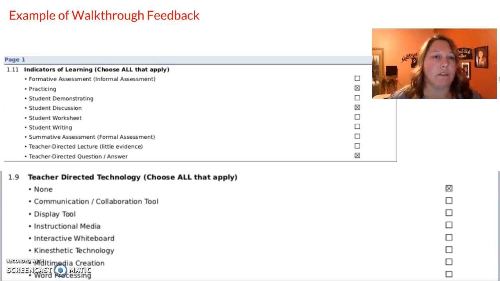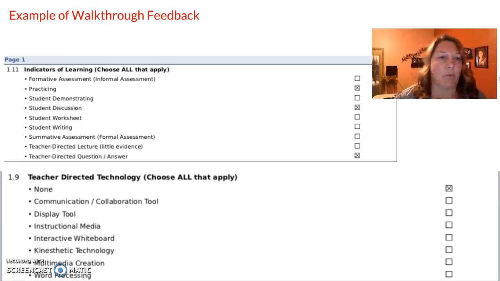My principal on 1.11 saw that I was using practicing as a form of learning, an indicator of learning. I was using student discussion, and I was using student-directed question and answer. Now, you're certainly not expected to be using all of those indicators of learning, but they do like to check off what they observe.